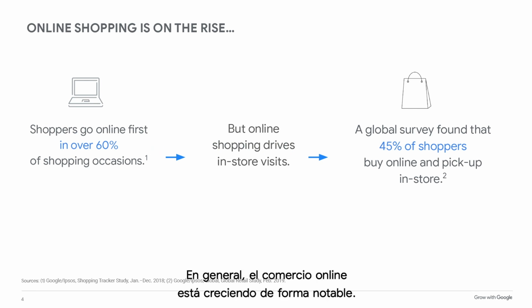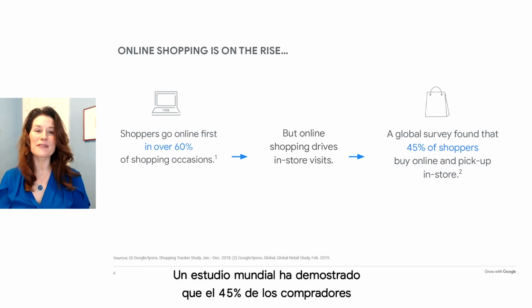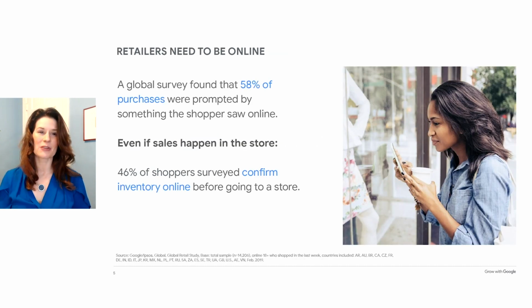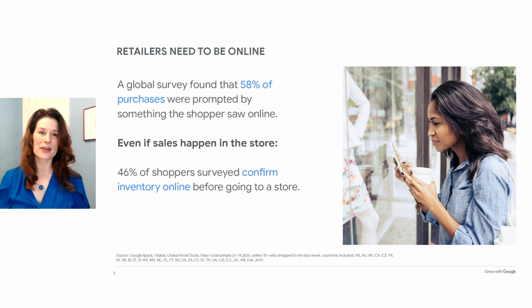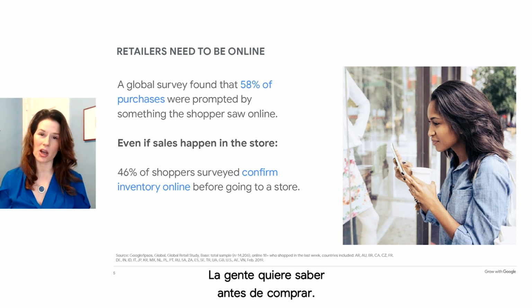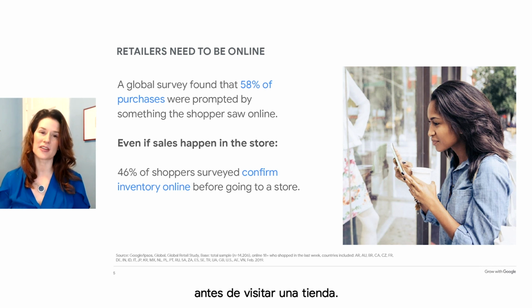In general, online shopping is on the rise. In fact, shoppers go online first in 60% of shopping occasions. But this doesn't mean that all that shopping happens online. A global survey found that 45% of shoppers buy online and then pick up in store. Retailers need to be online because showing products drives sales. 58% of global purchases were prompted by something that the shopper saw online, and people want to know before they go. 46% of shoppers confirm inventory online before they visit a store.